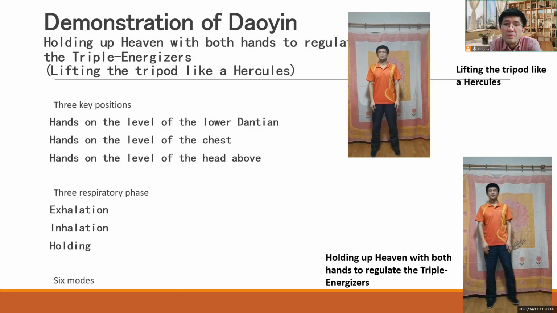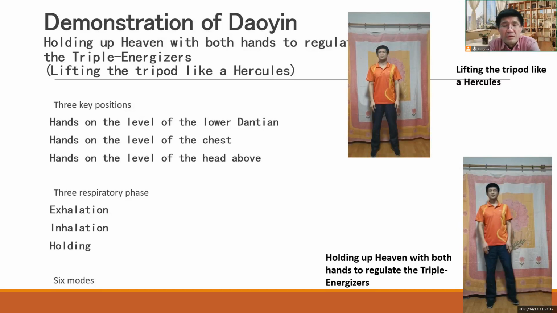The two individual operation skills have three same postures. These are hands at the level of the lower dantian, just below the navel, hands at the level of the chest, and hands at the level of the head above. And for practice, we should use some breath adjustment. For the respiration phases, we always know exhalation and inhalation, but always neglect holding the breath. In fact, holding the breath is most important, because the most important and effective operation is done during the process of holding the breath.